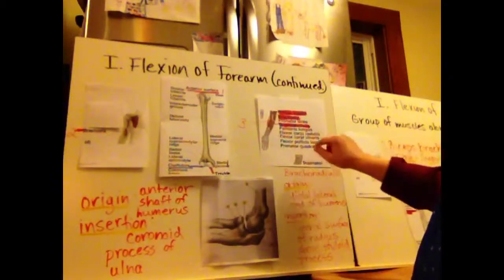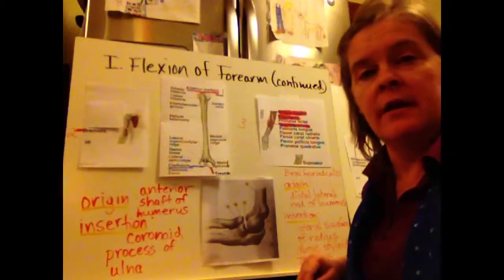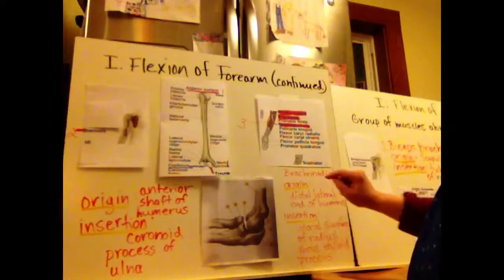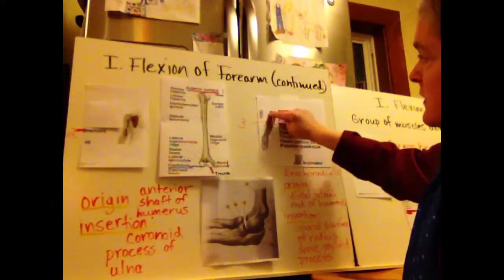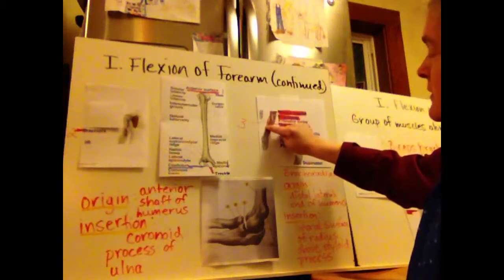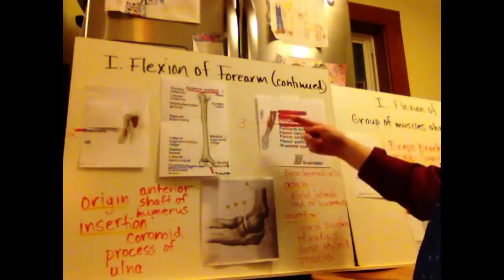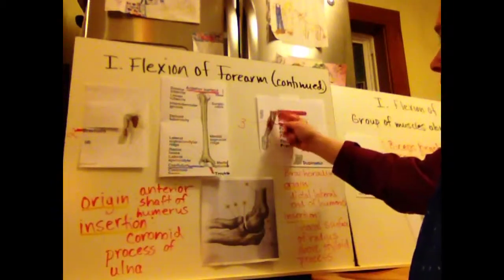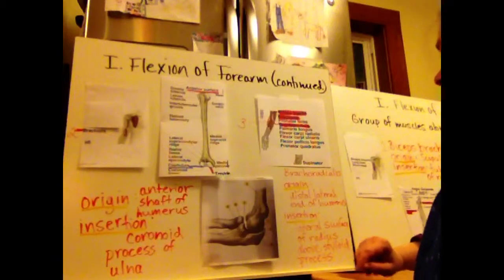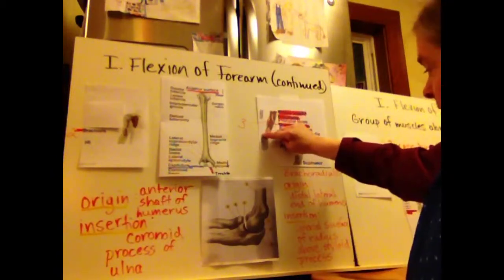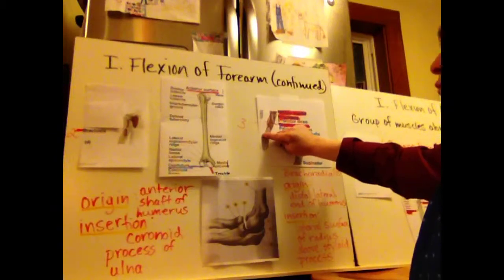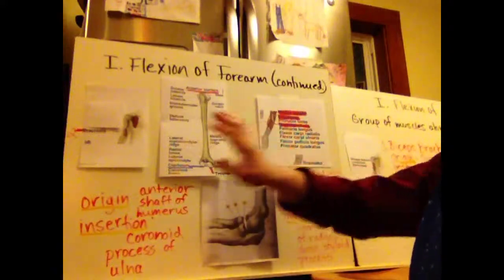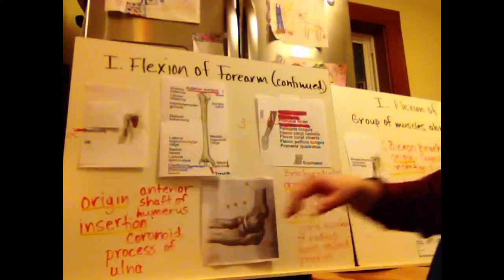The third muscle involved in the flexion of the forearm is the brachioradialis, and that's this muscle that crosses along in here, with the origin at the distal end of the humerus, and the insertion at the lateral side of the radius, right above the styloid process. Right in here, the styloid process.